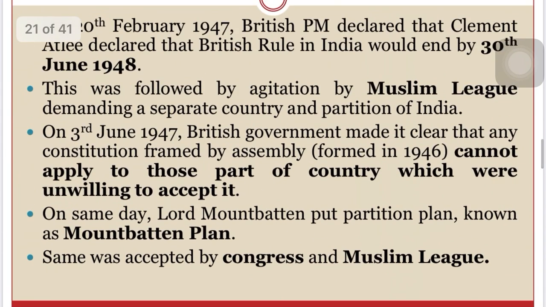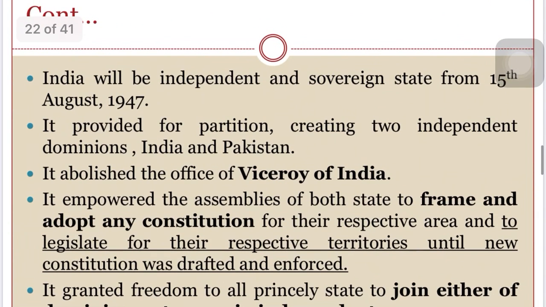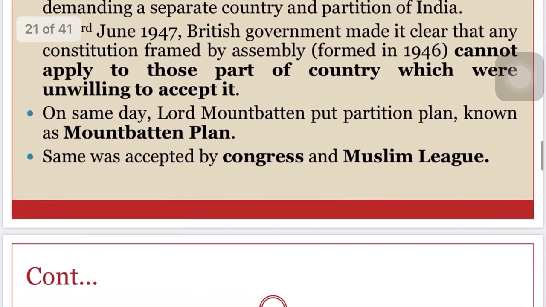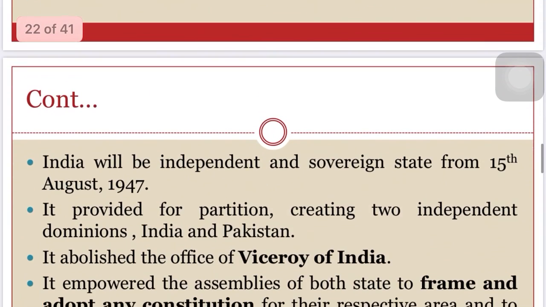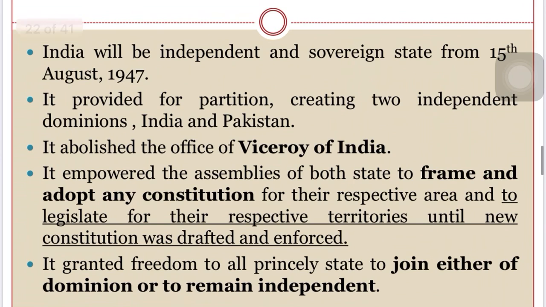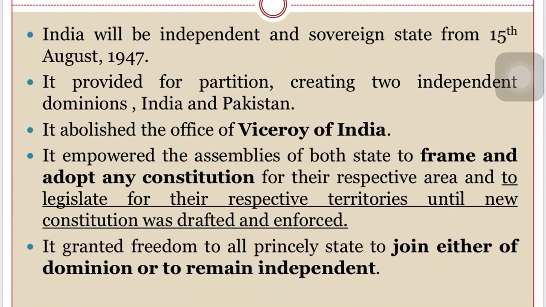Earlier it was the INC, right? That is the Congress party name. So India will be an independent and sovereign state from 15 August 1947. Sovereign means supreme, that is the meaning of this. So it provided for the partition and creating two independent dominions, India and Pakistan. The Muslim League always boycotted meetings and did not agree with things, right? That's why it was established. It also abolished the office of the Viceroy of India.